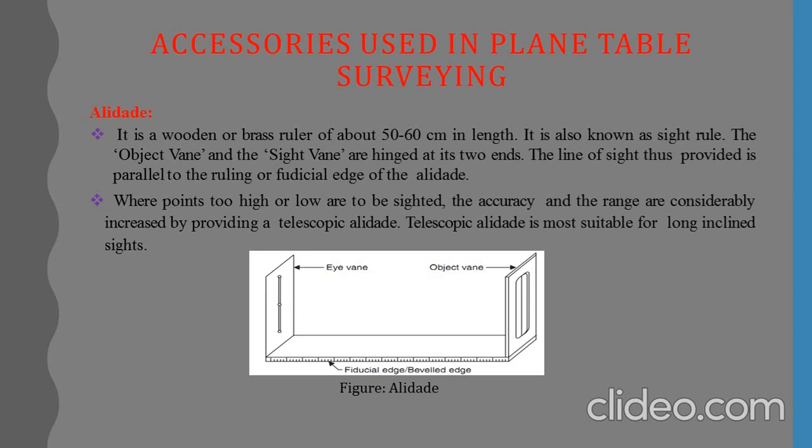This is one of the important accessories that must be used for conducting plane table surveying, that is the alidade. It is a wooden or brass ruler of about 50 to 60 centimeters in length. It is also known as the side rule. The object vane and the sight vane are hinged at the two ends. You can also see in the picture there is one eye vane and one object vane. The line of sight thus provided is parallel to the ruling or fiducial edge of the alidade.